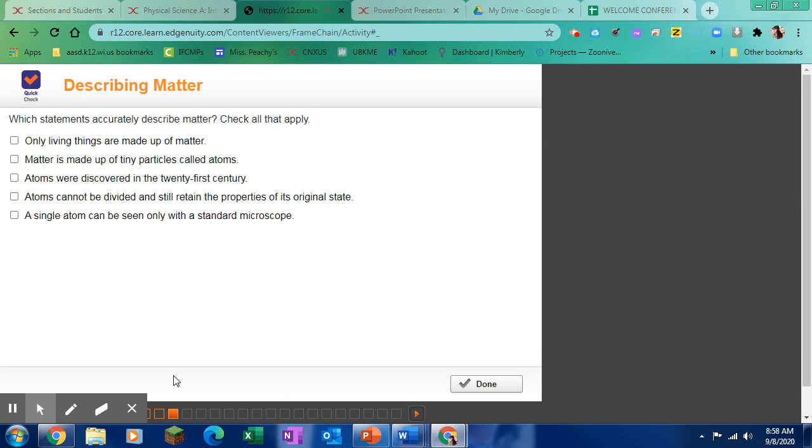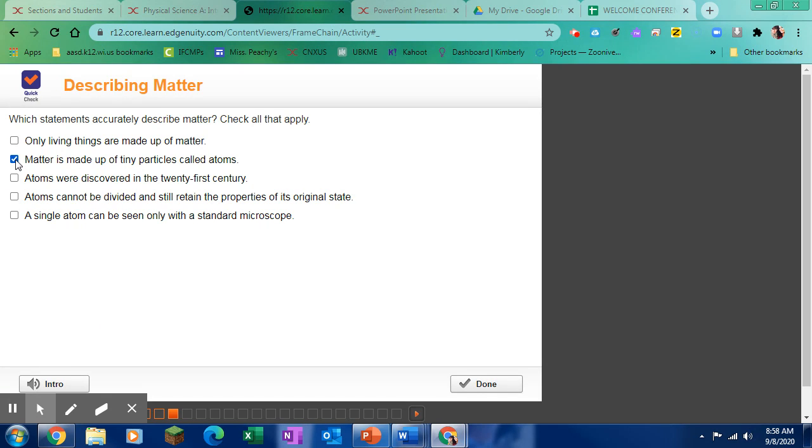Select the statements about matter that are true. So do your best here to think about what you think might be the correct answer, because it won't let you move on from the screen until we select the correct answer.